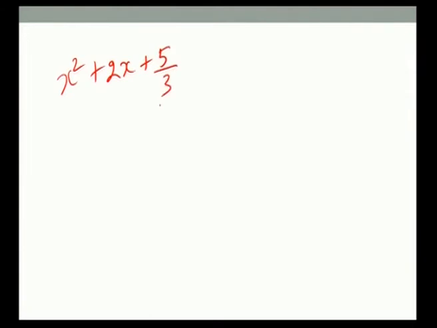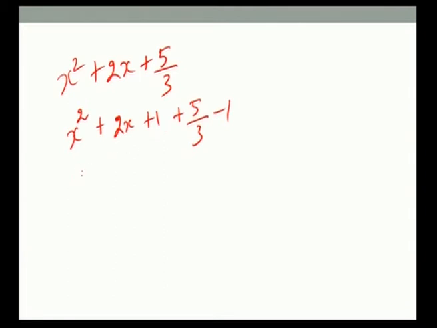Now manipulate this denominator. We need to express this in square form, so add and subtract 1 with this quadratic. So x square plus 2x plus 1 plus 5 by 3 minus 1. With the above step, we just added 1 and subtracted 1, so the value of the quadratic expression will not change.